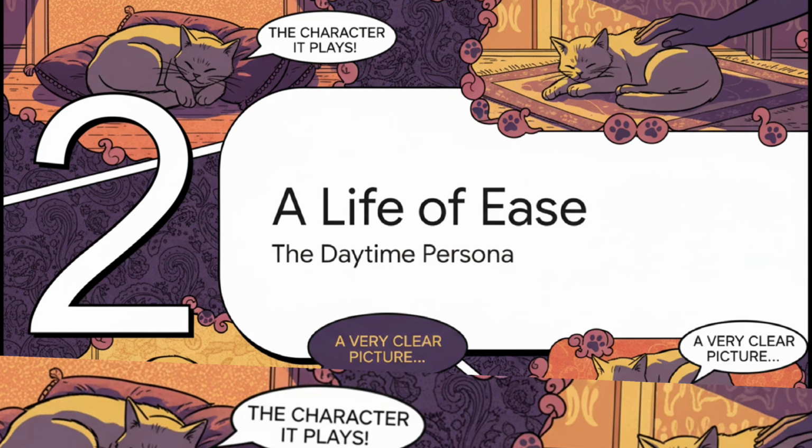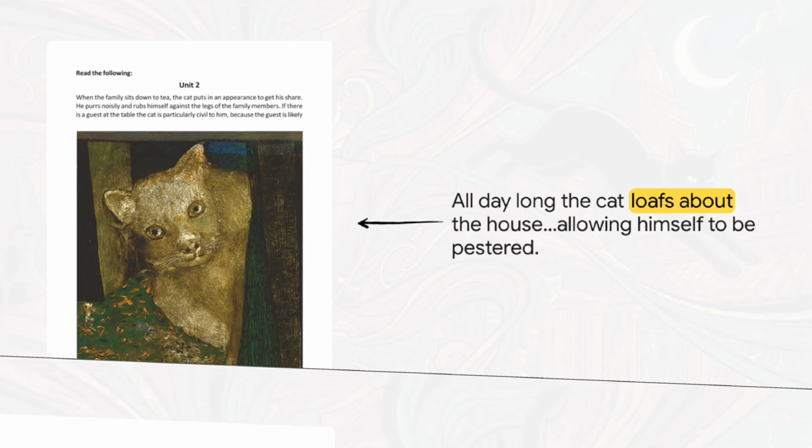Paterson gives us a really clear picture of the cat's daytime persona. You know, the character it plays for its human family. And this just says it all, doesn't it? During the day, the cat is the very picture of domestic life. It loafs about, letting itself be pestered and petted. It seems totally passive, patient, and completely harmless. A professional lounger, you could say.